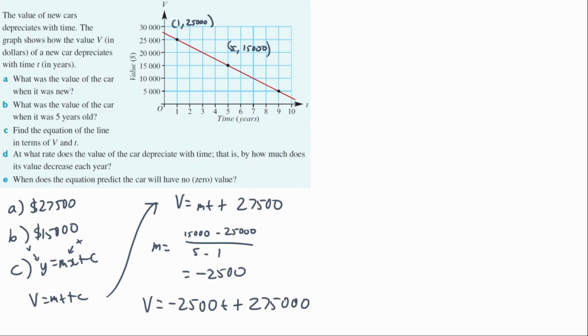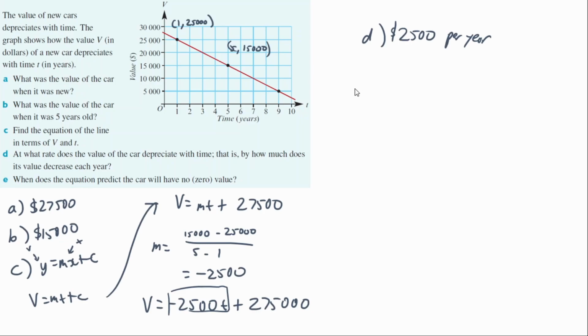And question D, at what rate does the value of the car depreciate with time? So remembering rate was my gradient, so that's that there. And that is how much does its value decrease each year? So that's going to decrease by $2,500 each year. So $2,500 per year. And we'll just write that in words there to make it a bit clearer.